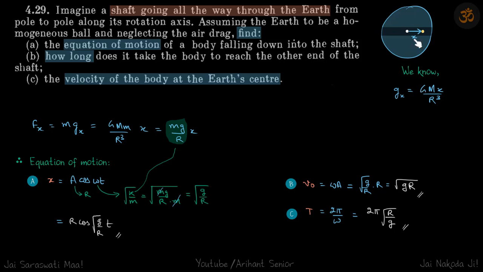Now velocity at the center of the earth. So in SHM we know the maximum velocity is omega A. So omega is again root g by R and amplitude is R. So this gives v naught is equal to root gR.